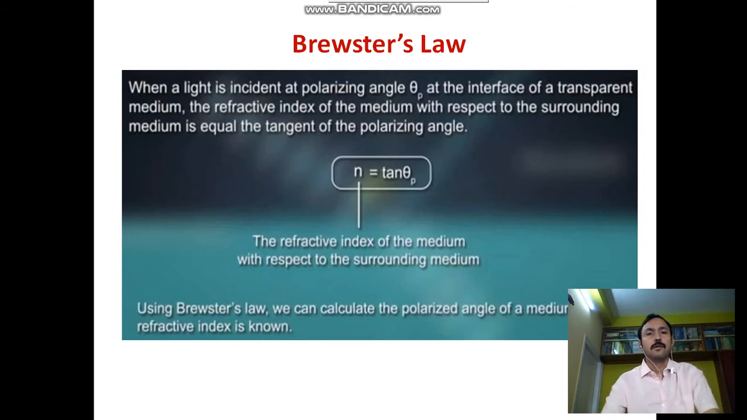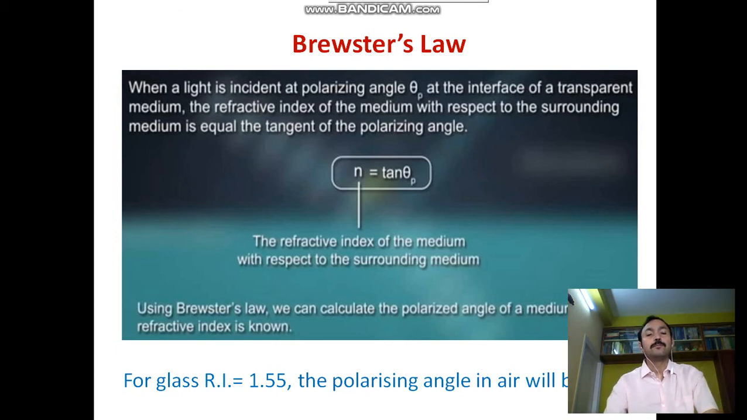Brewster's law. When light is incident at polarizing angle theta p at the interface of a transparent medium, the refractive index of the medium with respect to the surrounding medium is equal to the tangent of the polarizing angle. If we represent n as the refractive index of the medium with respect to the surrounding medium, then Brewster's law represents n is equal to tan theta p. Theta p is the angle of polarization.